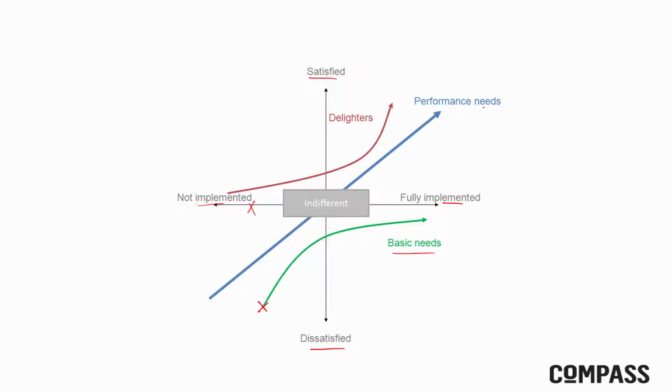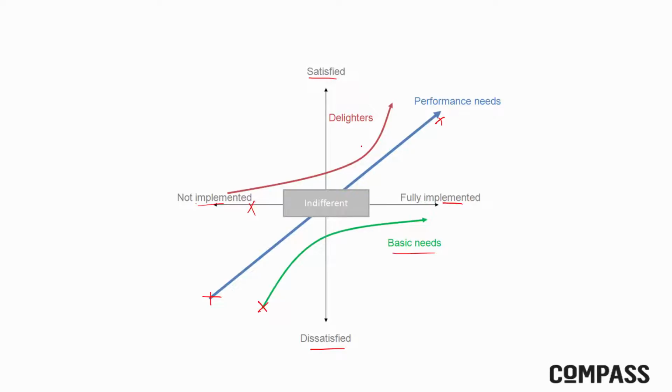If you look at performance needs, this is where the products compete. Many products have the basic needs covered, where they're much alike. But performance is where you can really make a difference. So if performance needs are not implemented, they can get very dissatisfied, and if they are fully implemented, you can see they can get very satisfied.